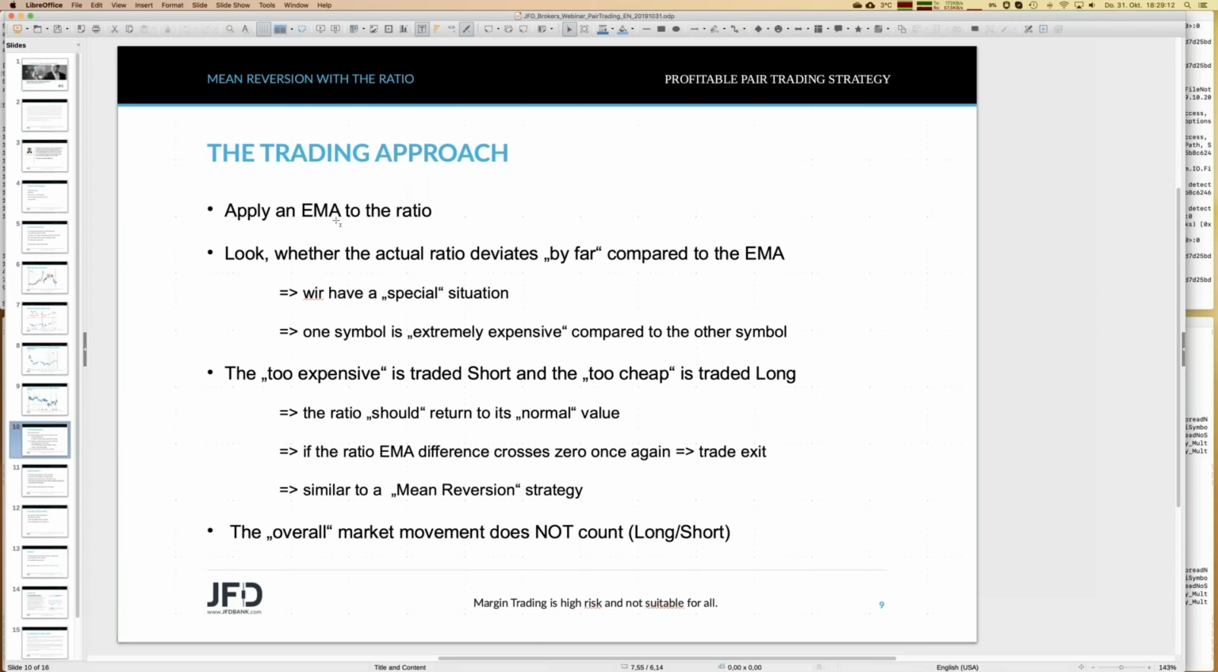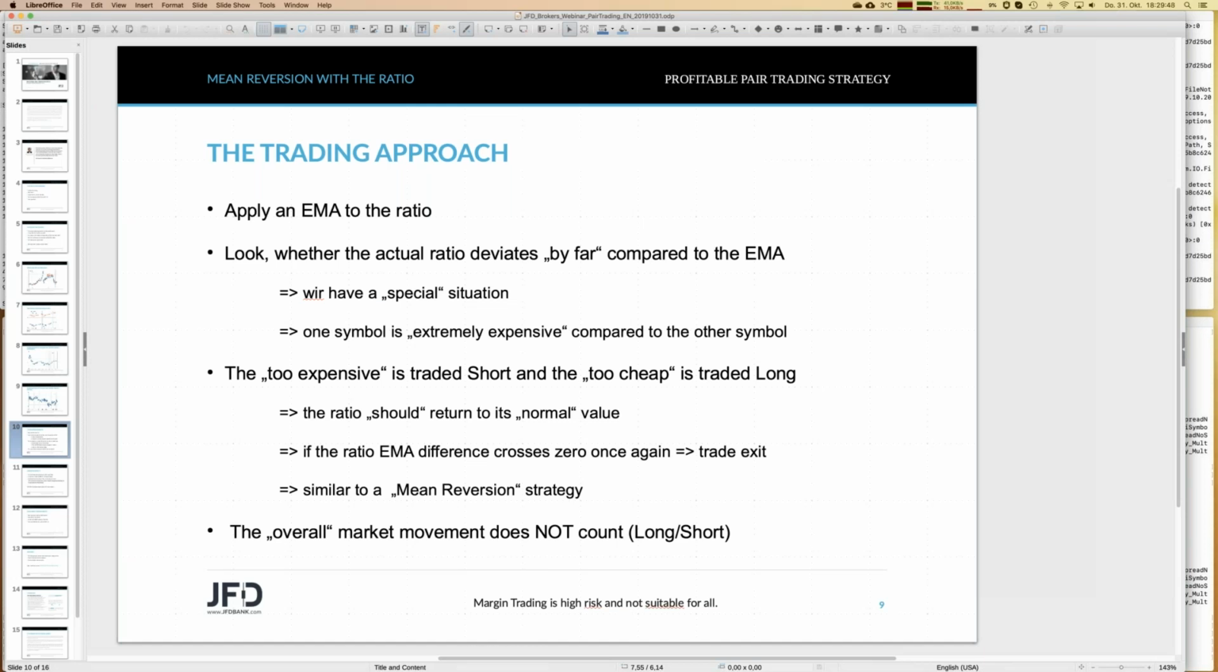And then, yeah, that is the exact direction we need for the too expensive and the too cheap one. So the ratio should return to its normal value, which in more chart behavior means that the ratio of the EMA crosses zero once again. You will see later in my chart what I really mean with that. So in principle, it's a mean reversion strategy on a ratio. That's all.